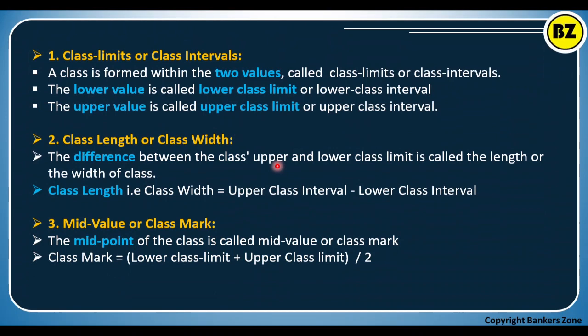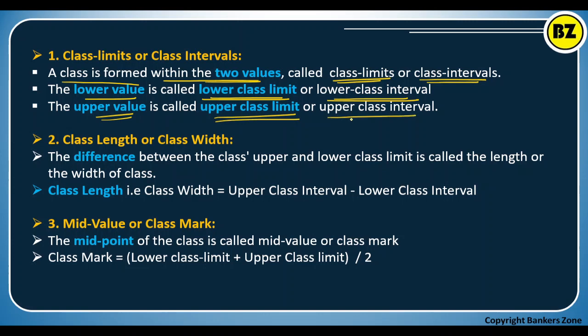Here we'll be discussing the next part. So see the class limits. Okay, what do you mean by class limit or the class interval? So see here, a class is formed within two values. It's called the class limit or the class interval. The lower value is called the lower class limit or lower class interval. The upper value is called the upper class limit or the upper class interval.